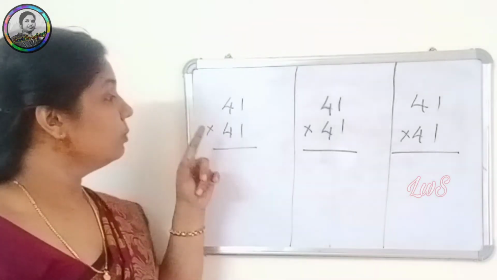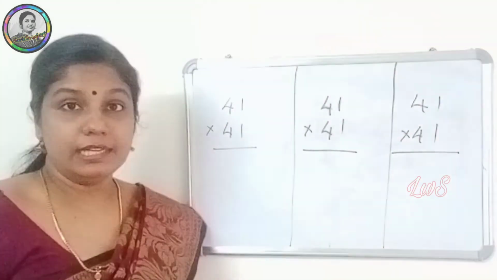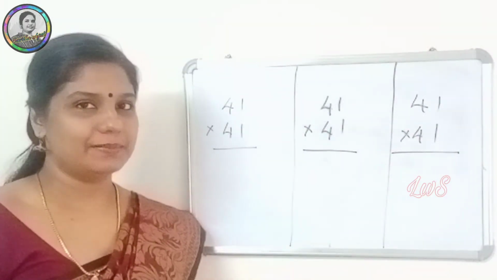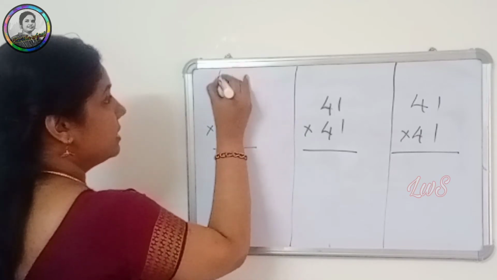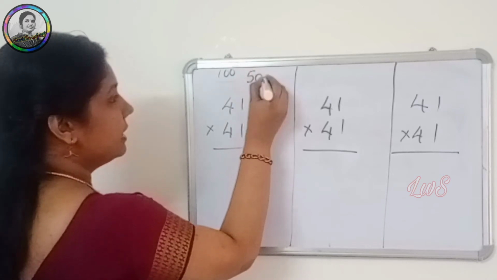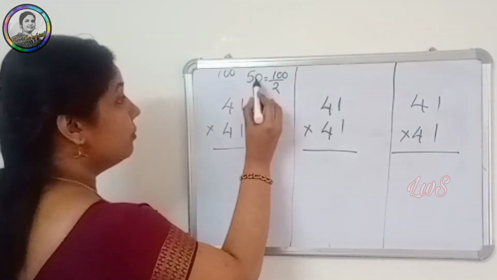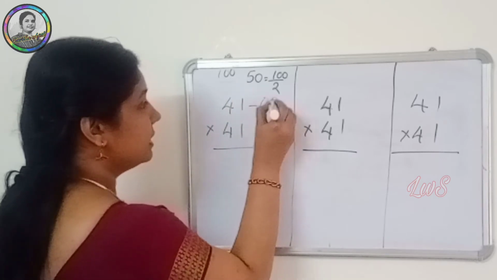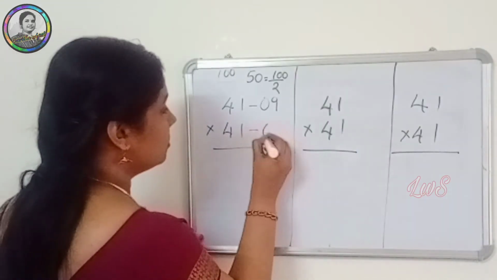Consider this question, 41 times 41. You might be wondering why I write the same question 3 times. We are going to do the same question in 3 different ways. First method, 41, I am taking the base as 100 and the working base as 50, which is equal to 100 by 2. 41 is 50 minus 9, but the base is 100, so we have to write it in 2 digits. I am writing it as 0, 9. Here also 0, 9.